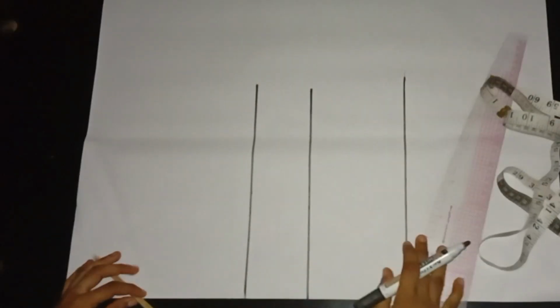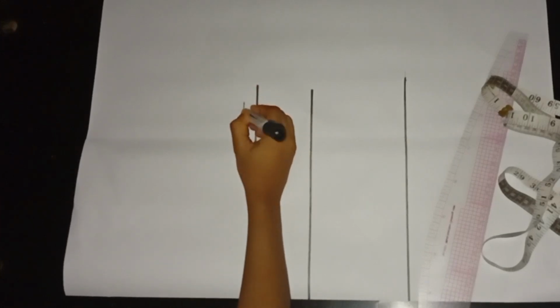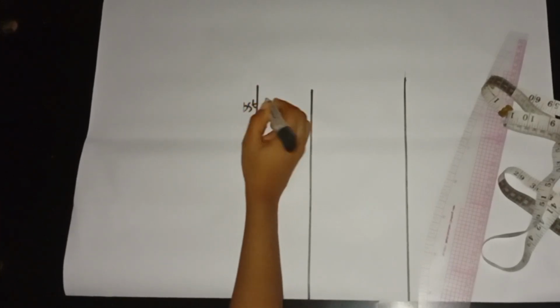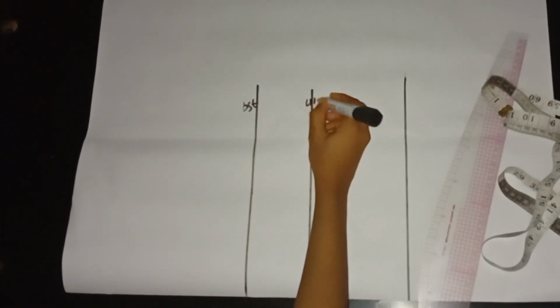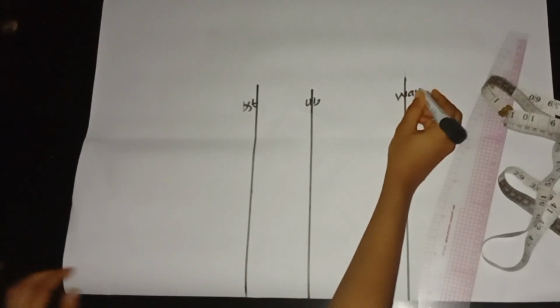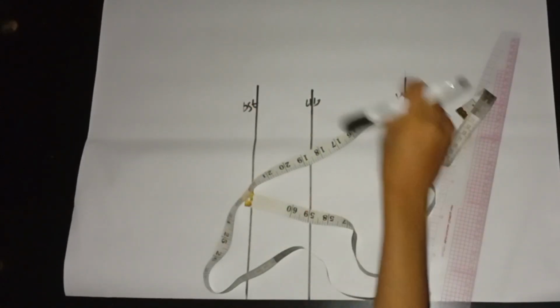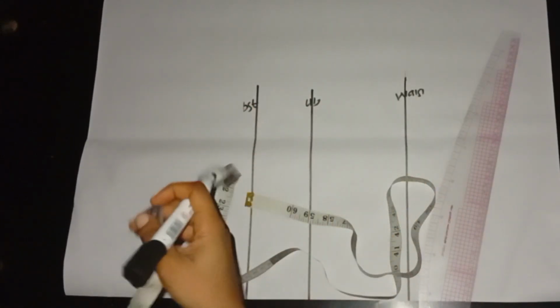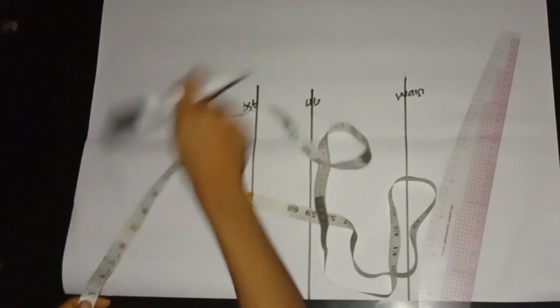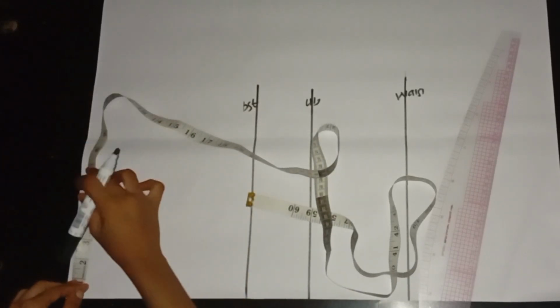So now to start, here is my pattern paper, which I've gone ahead to mark out my basic measurements, which is my shoulder to bust, underbust and waistline. Another thing you need to take note of is the full length of your dress. Let's say the full length of this dress is 50 inches. You're going to subtract the upper part, which is your shoulder to waist. The remaining part of this dress will now be the gathers, or gathered area, of the dress.